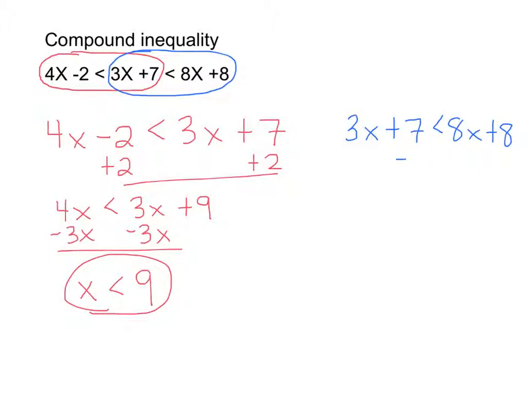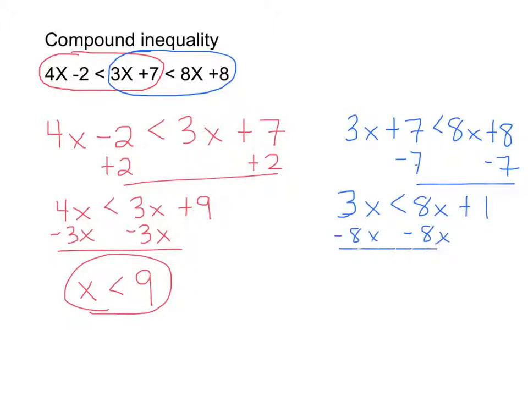Over here I'm going to subtract 7 on both sides. And so I get 3x is less than 8x plus 1. And then I will subtract 8x from both sides. And so I have negative 5x is less than 1. Now I'm going to divide by negative 5 on both sides.